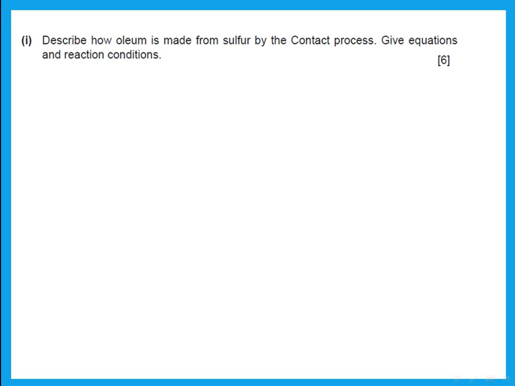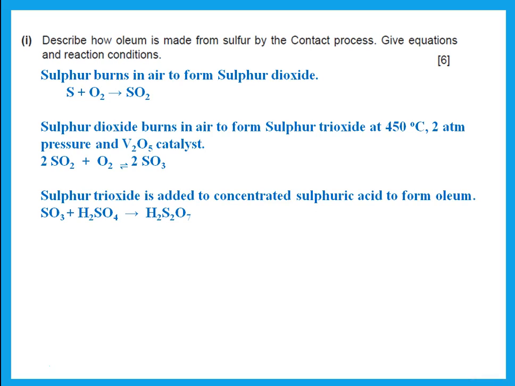Okay, describe how oleum is made from sulfur. So he wants you to start with sulfur and end with oleum. Give the equations and reaction conditions. So, sulfur first of all burns in air to form sulfur dioxide, and you give the equation. And then sulfur dioxide burns in air to form sulfur trioxide. Conditions: 450 degrees centigrade, 2 atm pressure, V2O5 catalyst, and you give the equation. And then the sulfur trioxide is added to concentrated sulfuric acid, and that is what forms oleum, H2S2O7.